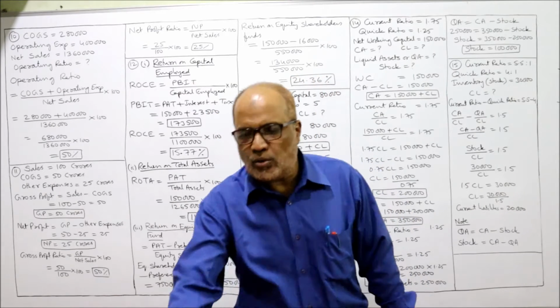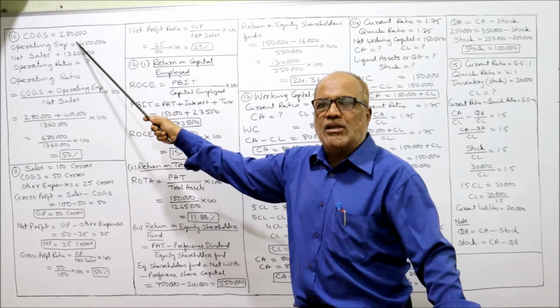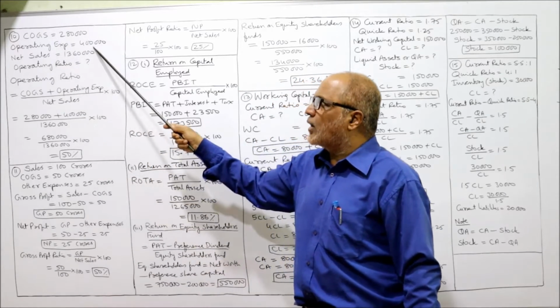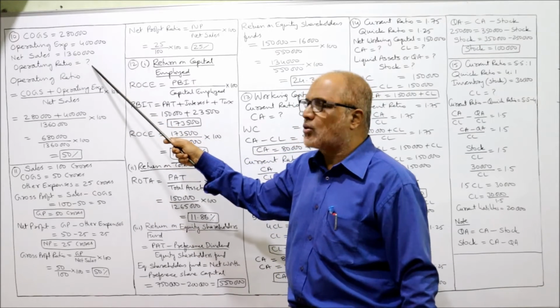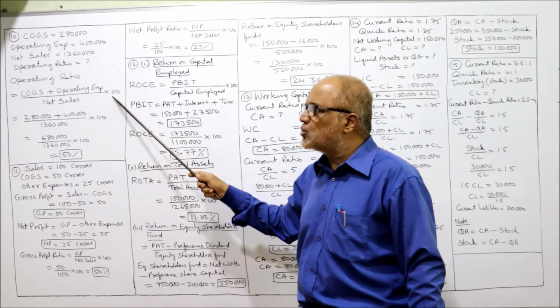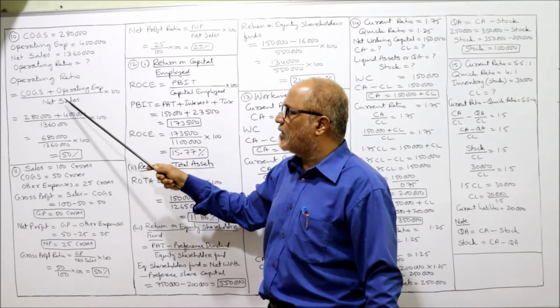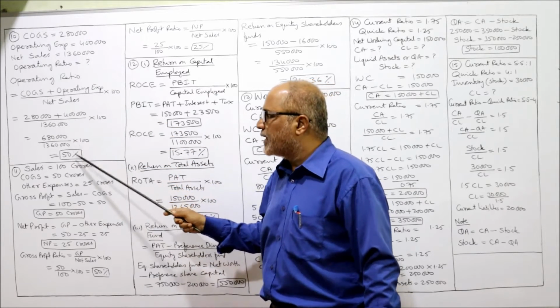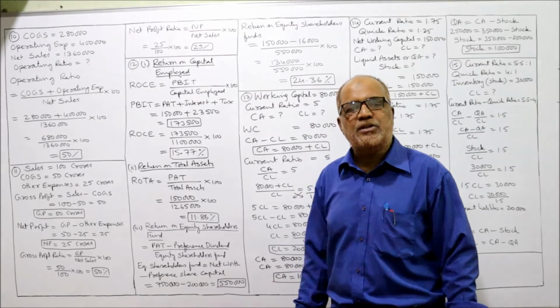So in the problem COGS is given. See here, cost of goods sold is 2,80,000 given. Then operating expenses are 4 lakh given. Net sales 13,60,000. Operating ratio is equal to how much? So operating ratio, COGS plus operating expenses by net sales into 100. Substitute the values. 2,80,000 plus 4 lakh divided by 13,60,000 into 100. You will get 50%. So we got operating ratio 50%.